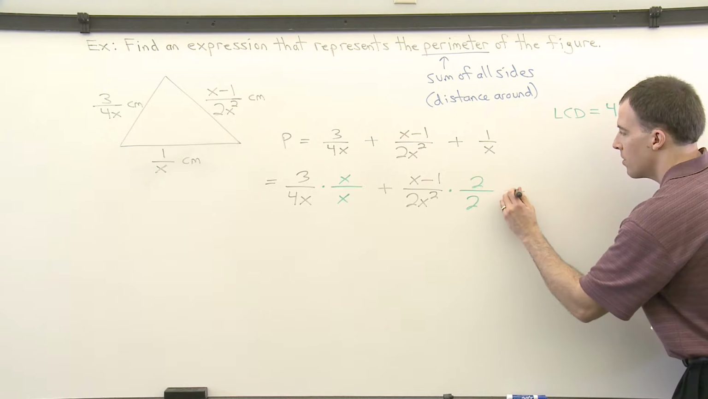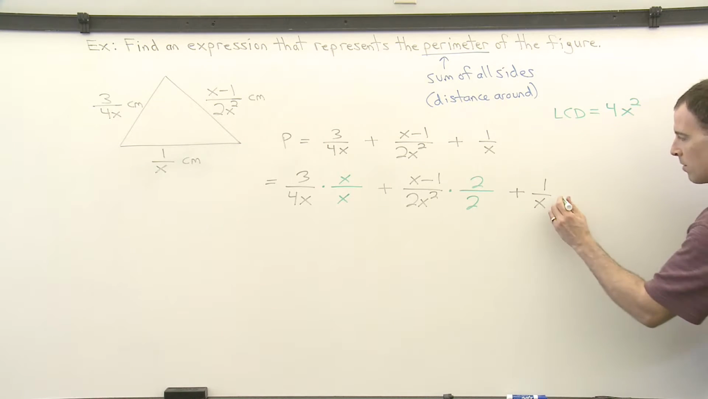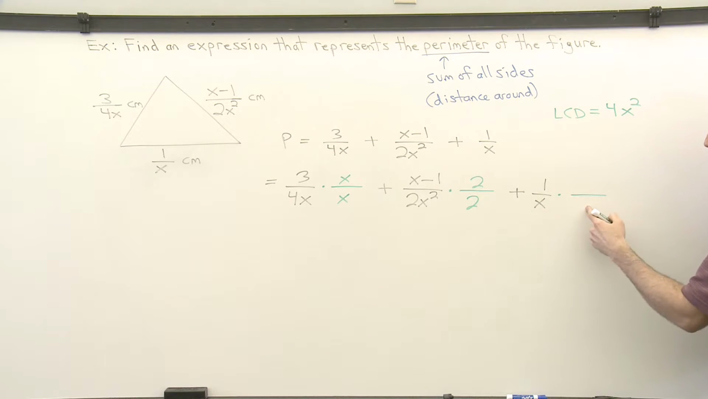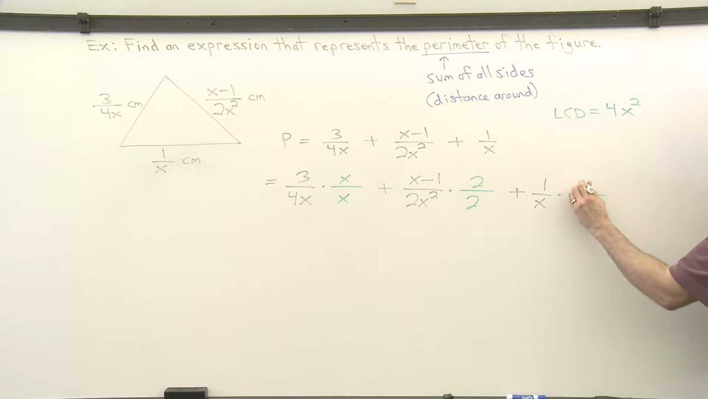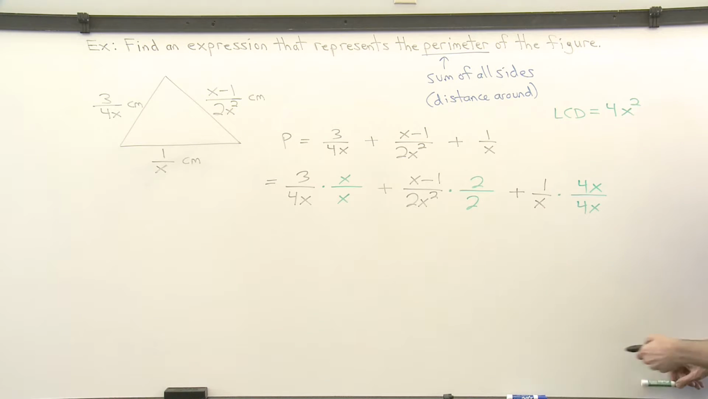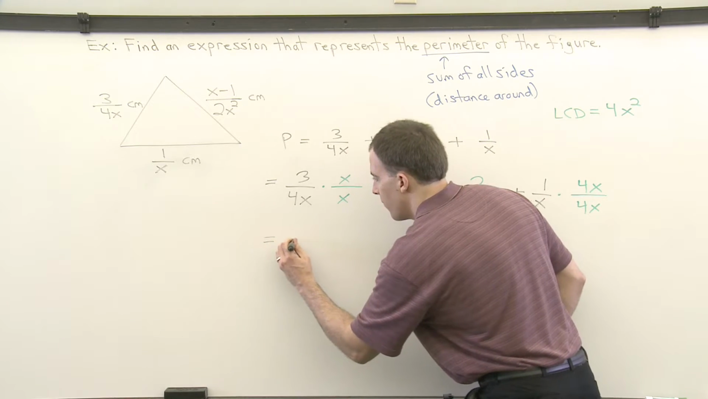And then for the third fraction, we've got plus 1 over x. What do we need to multiply the x by to turn it into 4x squared? 4x, I think. x times 4x would make 4x squared. So let's multiply the numerator and denominator of that third fraction by 4x. Okay, so we're on our way to adding these fractions together.